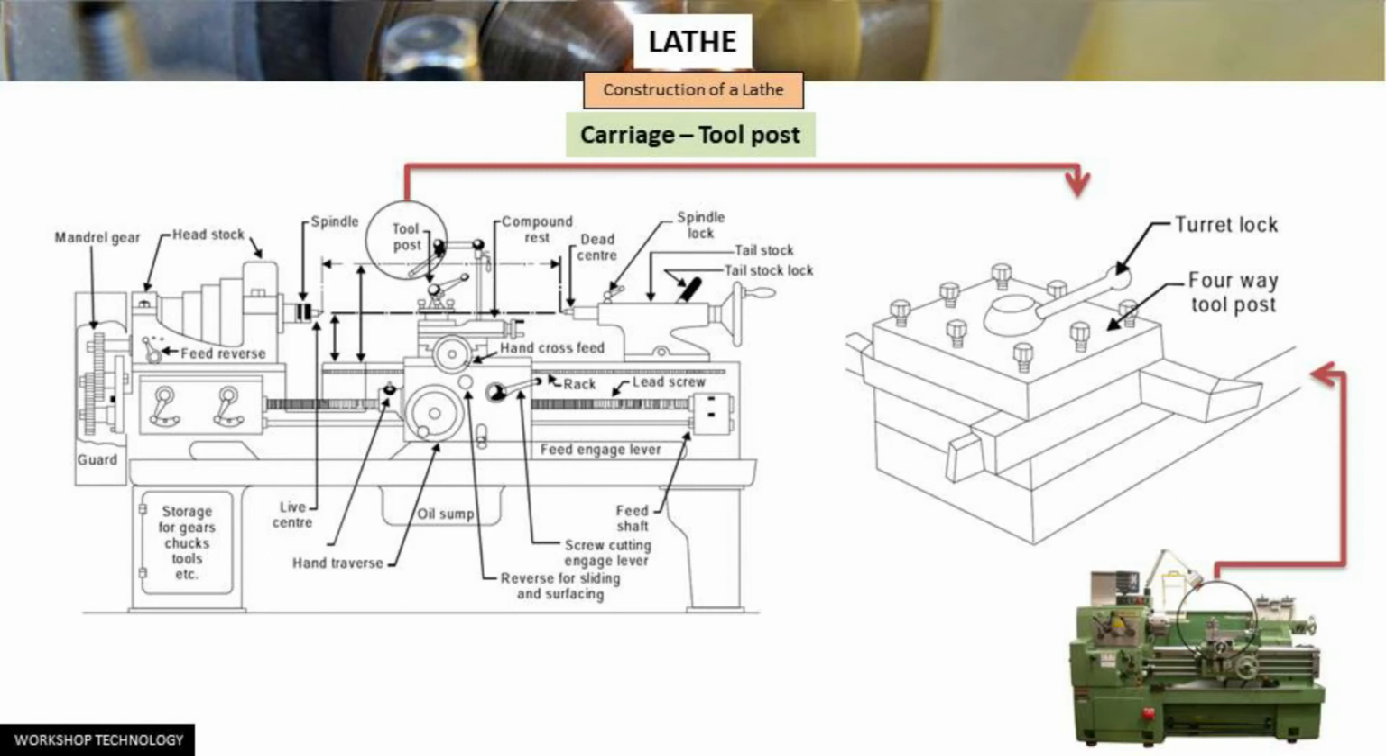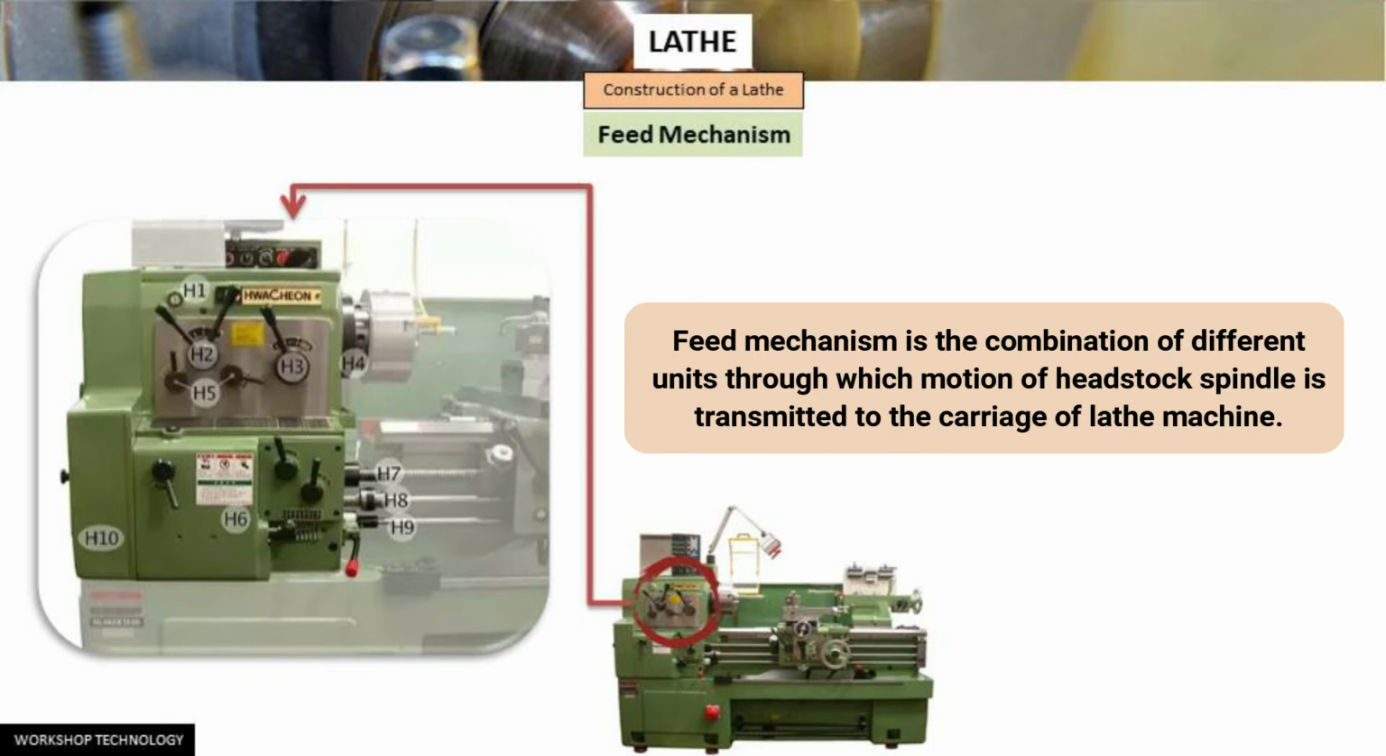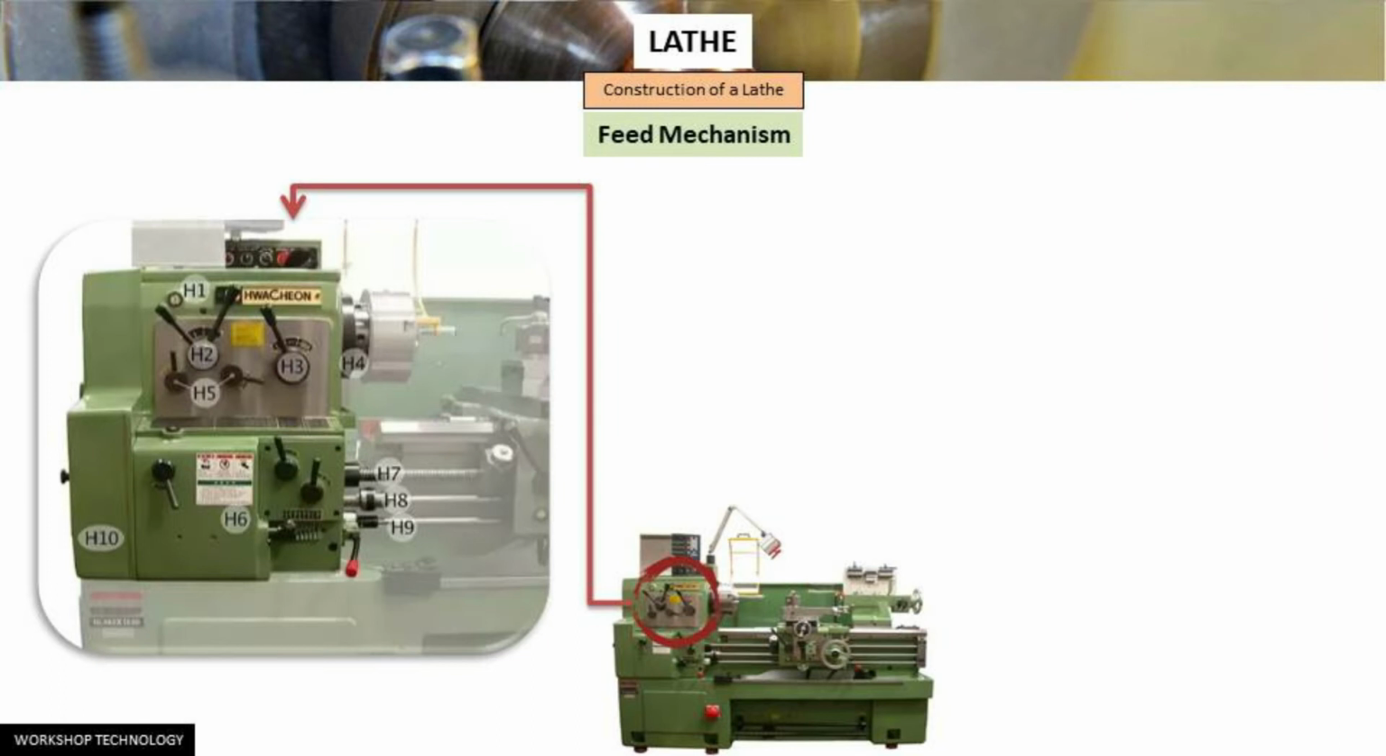And then we have the feed mechanism. The feed mechanism is the combination of different units through which the motion of the headstock spindle is transmitted to the carriage of the lathe machine. All the controls of the feed mechanism are explained here.